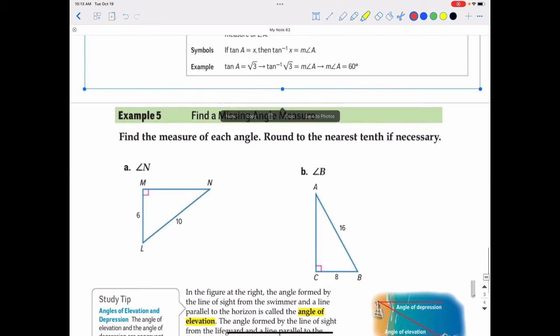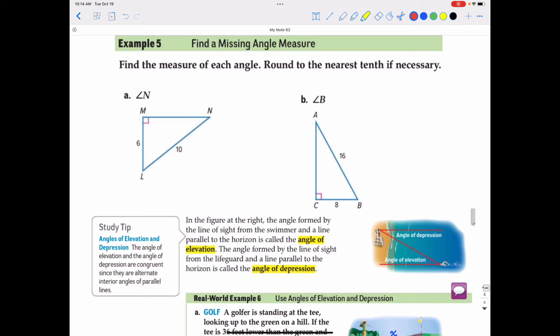We can use inverse functions to help us measure the actual angle measures from a triangle. So part A wants us to find the measure of angle N. Angle N being right there. So compared to angle N, which is what we're trying to figure out, the 6 is an opposite side, and the 10 is a hypotenuse. So that means that the sine, because that's the opposite over hypotenuse formula, the sine of N must equal the length of the opposite side of 6 over the hypotenuse 10.